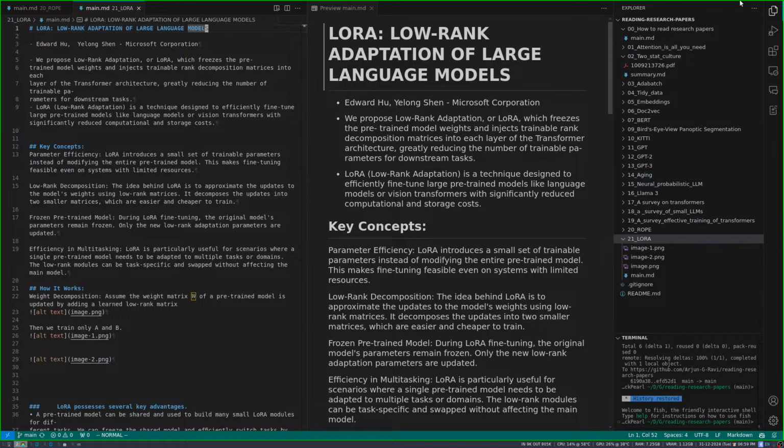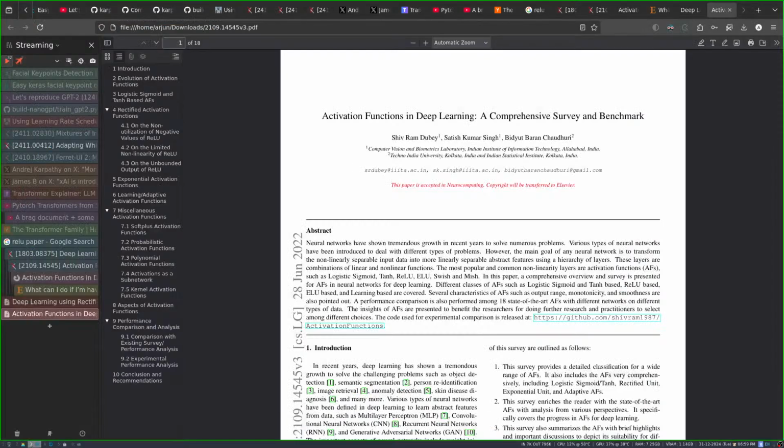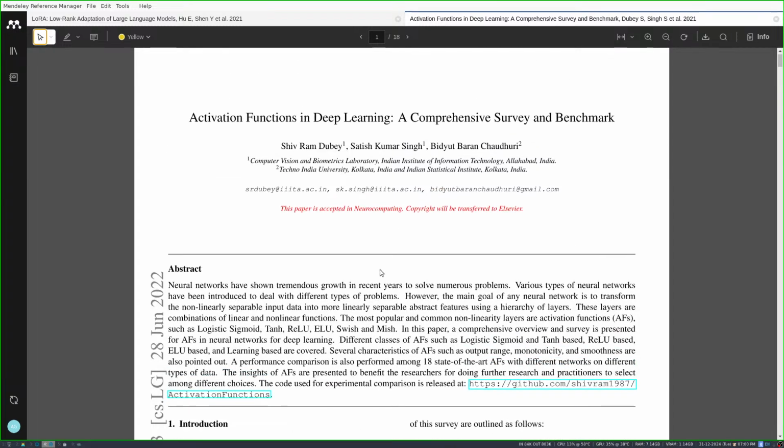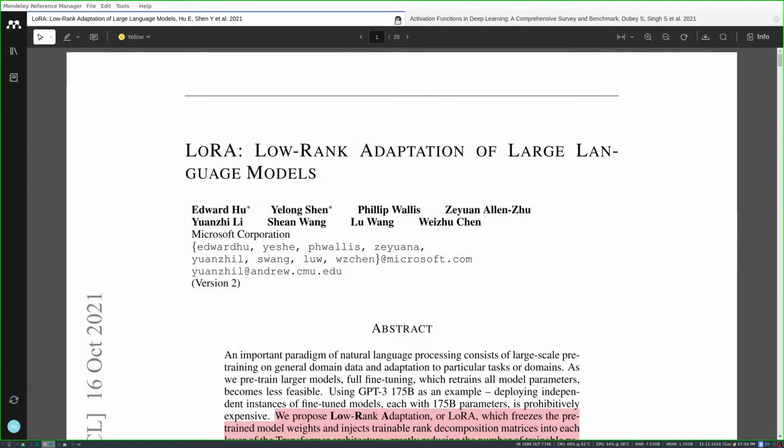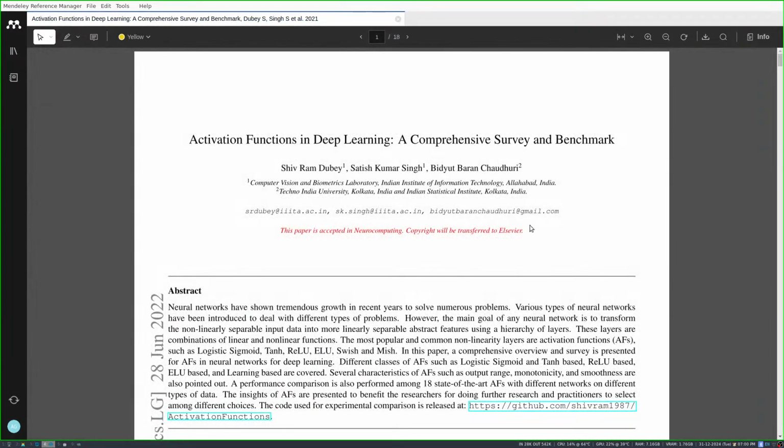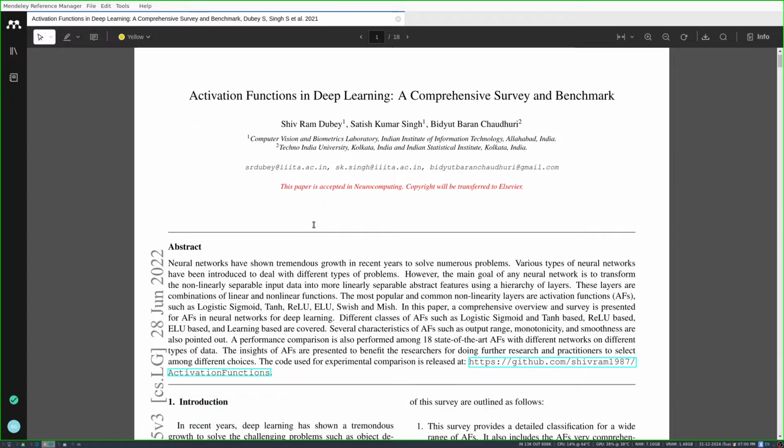So today we're going to read a new paper. In fact, it's an old paper. The paper is Activation Functions in Deep Learning, a Comprehensive Survey Benchmark. Nothing special, just a comprehensive survey of activation functions.